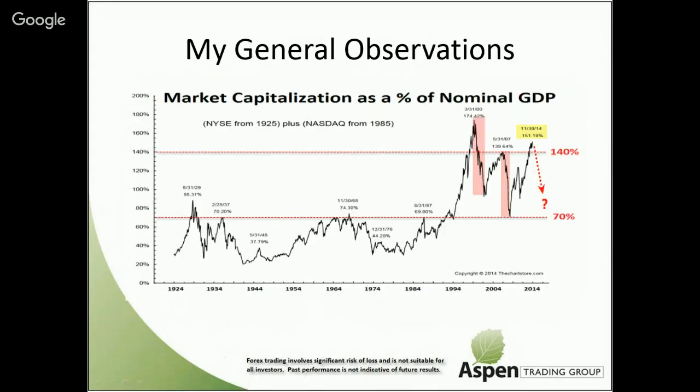The other thing is that we have market cap as a percentage of nominal GDP pretty high. It's above 140%. And if you look at these red areas right here, the last time we exceeded 140% or got right to it, the market did experience a protracted period of weakness. Will that happen again? Possibly. But again, I'm just using a historical context here. It doesn't mean anything's going to happen today or tomorrow, but I would say the odds are increased that that could happen.